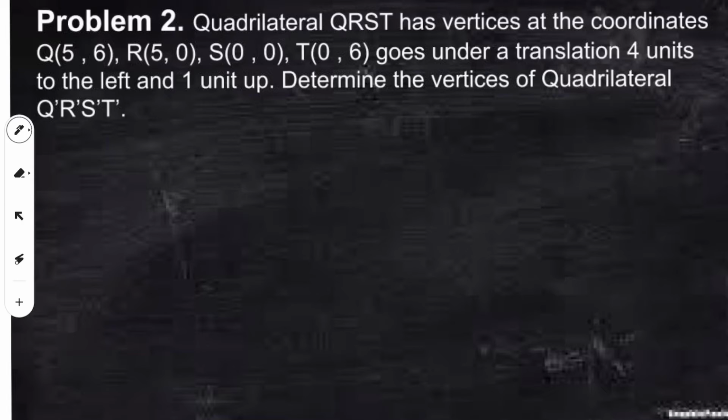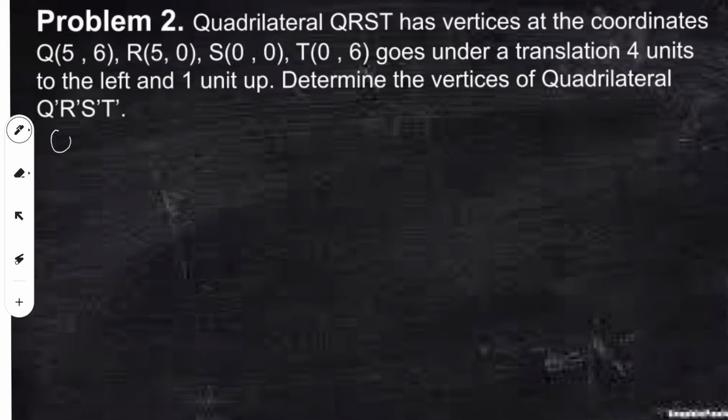So problem 2 says quadrilateral QRST has vertices at the coordinates Q 5, 6, R 5, 0, S 0, 0, and T 0, 6. Goes under translations 4 units to the left and 1 unit up. Determine the vertices of quadrilaterals Q prime, R prime, S prime, T prime. First things first, I want to identify my points on my pre-image.